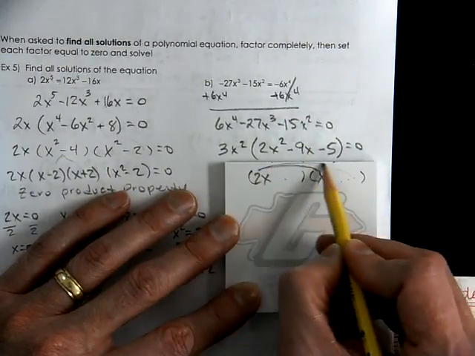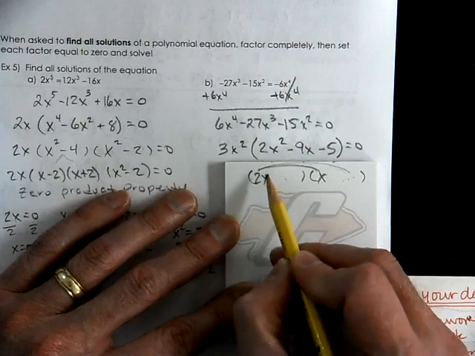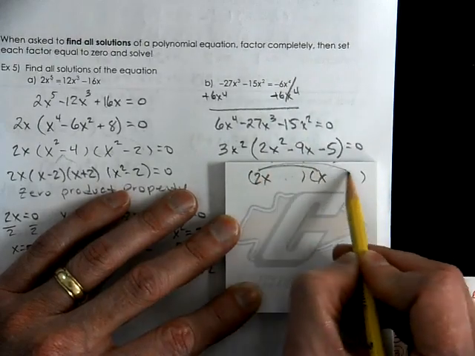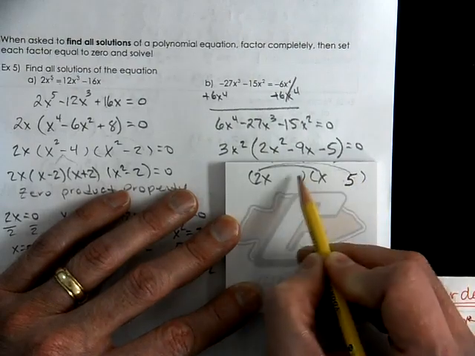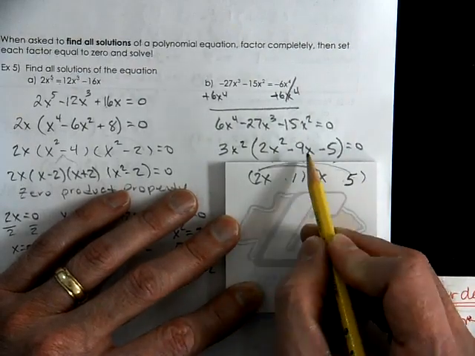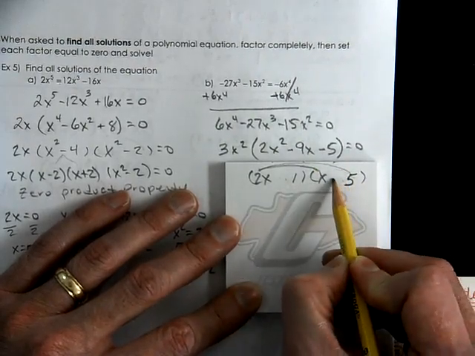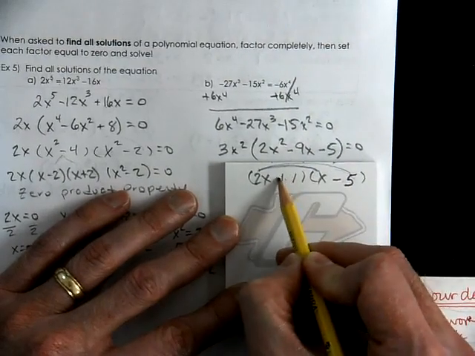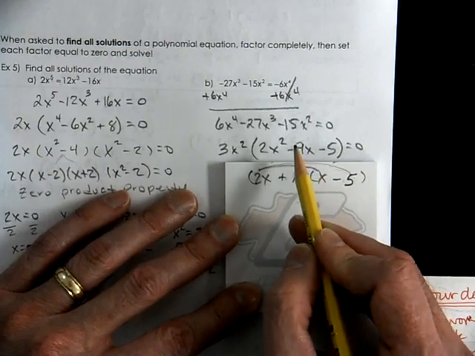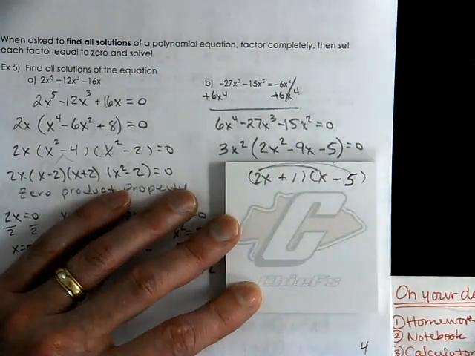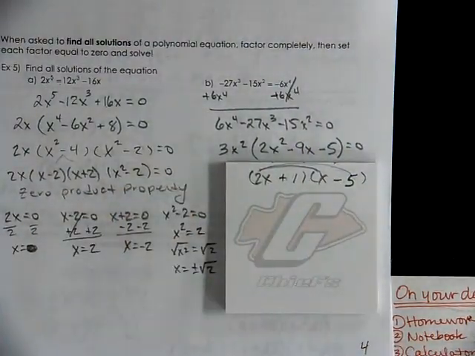If I did 5 times, actually 2 times 5, that would get me to 10, and the 1 could possibly get me to 9. So if this was a negative 5 and a positive 1, then that's going to FOIL together to give me my original problem.